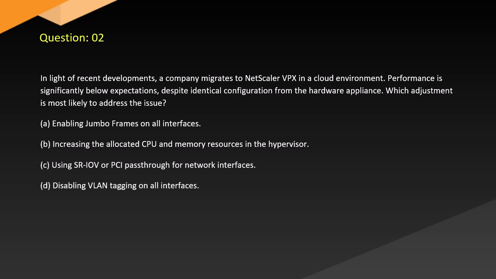A. Enabling jumbo frames on all interfaces. B. Increasing the allocated CPU and memory resources in the hypervisor. C. Using SR-IOV or PCI pass-through for network interfaces. D. Disabling VLAN tagging on all interfaces.